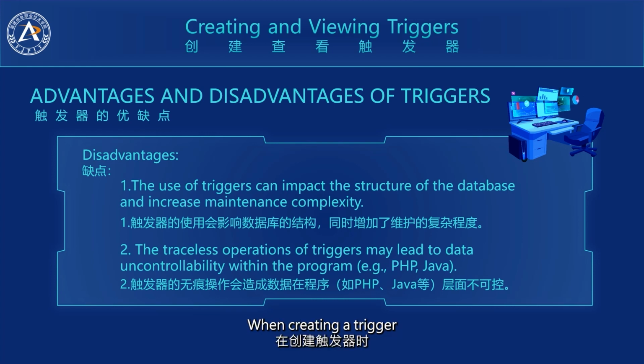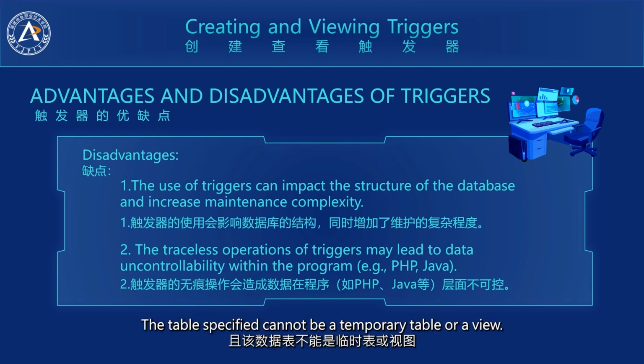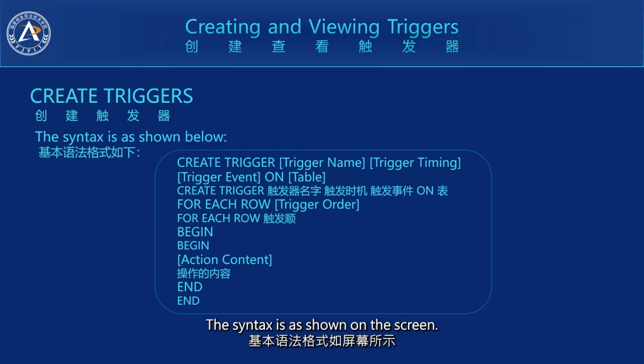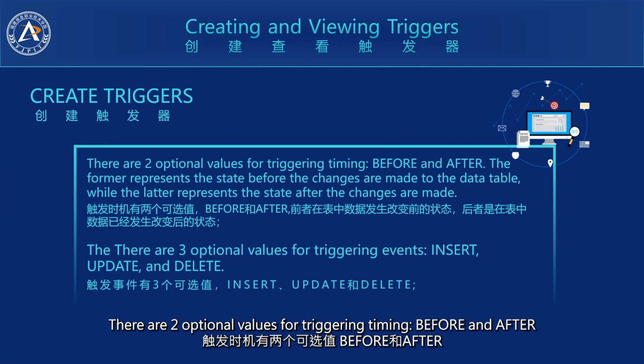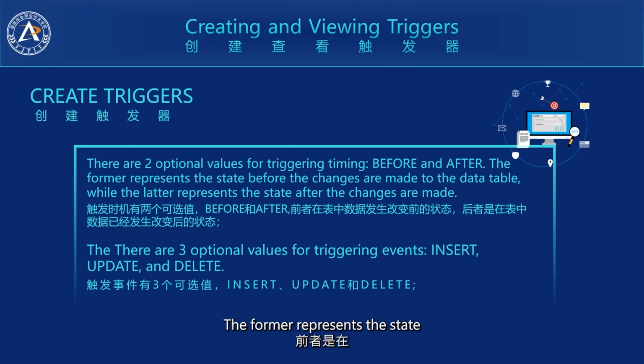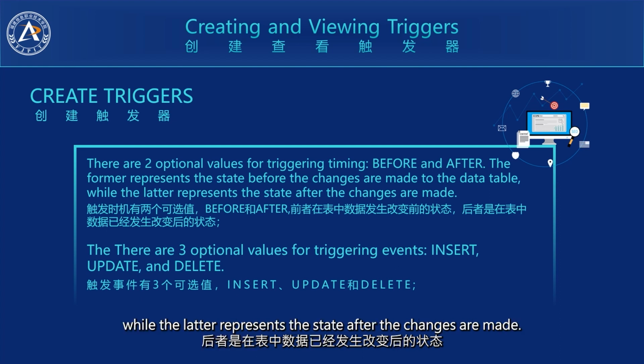When creating a trigger, it is necessary to specify the target object, which is a data table. The table specified cannot be a temporary table or a view. The syntax is as shown on the screen. In the above syntax, there are two optional values for triggering timing, before and after. The former represents the state before the changes are made to the data table, while the latter represents the state after the changes are made.